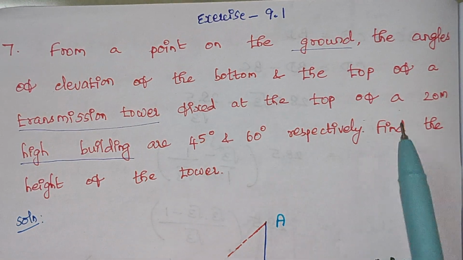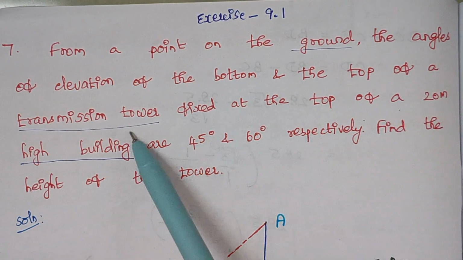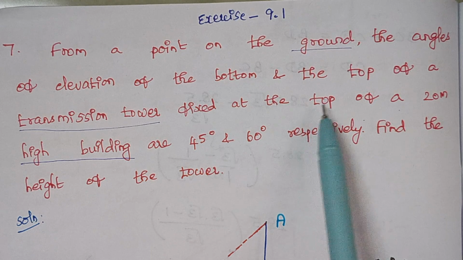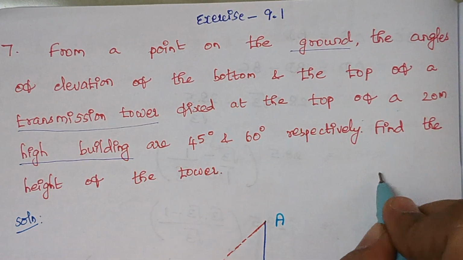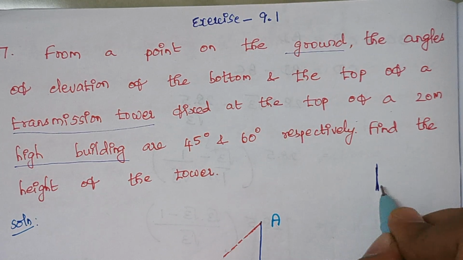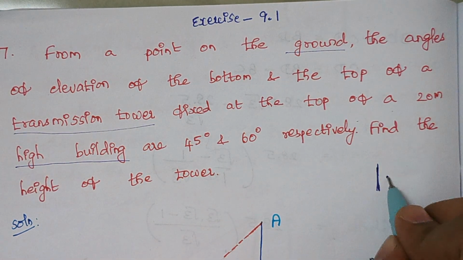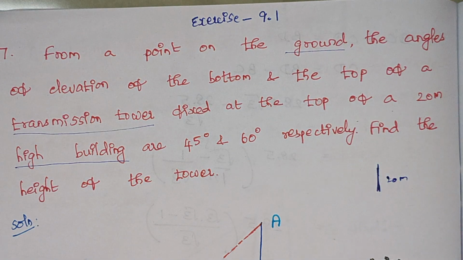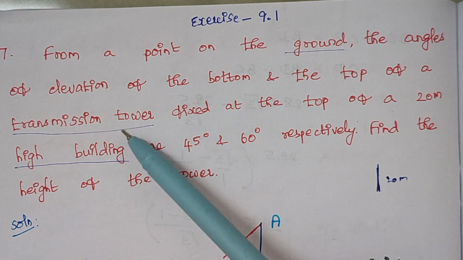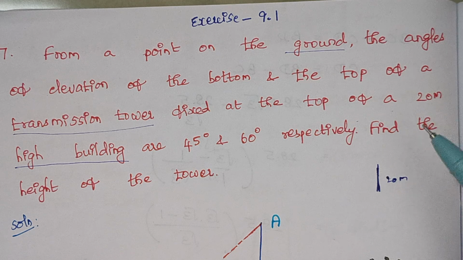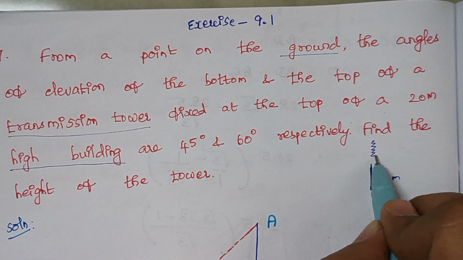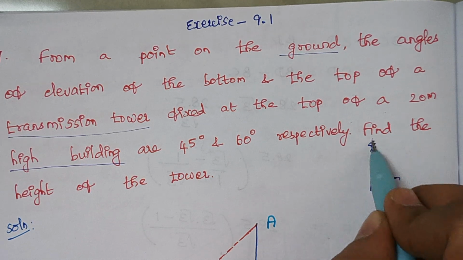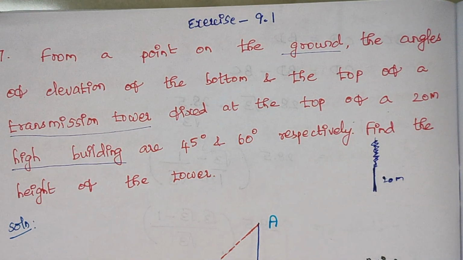So first thing is, you see, the transmission tower is fixed at the top of a 20-meter high building, right? So let this be your 20-meter high building. So this is 20-meter high. And the transmission tower is fixed at the top of this building. So just for clarity, I am drawing like this, okay? Let this be your transmission tower which is fixed here.